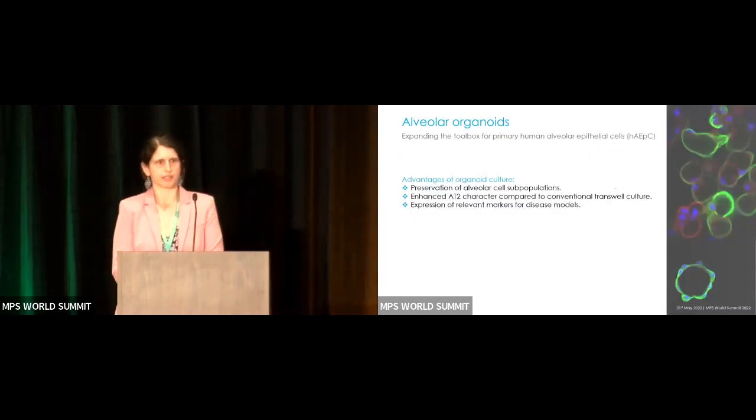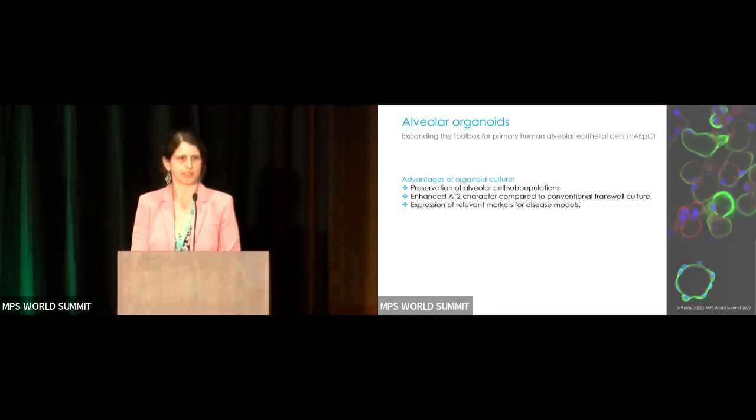So to summarize quickly, the advantages of our organoids so far are that we have subpopulations of alveolar cells that form heterogeneous organoids. And also we have an enhanced preservation of AT2 cell character in our organoid cultures compared to transwell culture. And also they express relevant markers for disease models, in my case for COVID-19 models. We did not yet progress to infection protocols since this is very precious material.